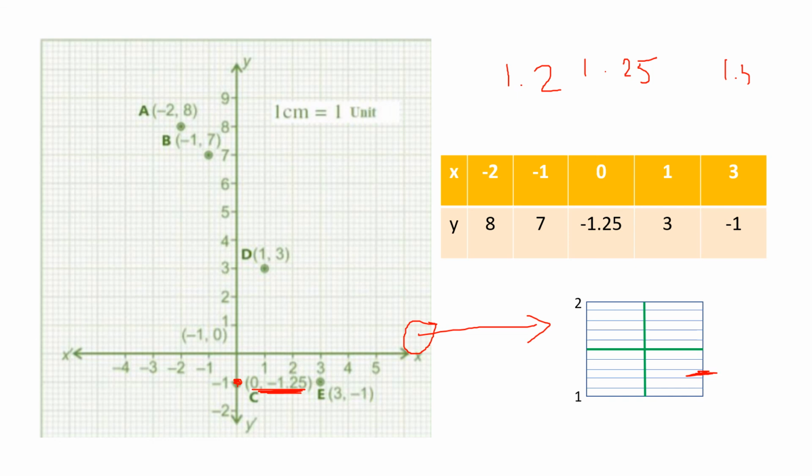Next one, 1, 3. So 1 on the x-axis, 3 on the y-axis. So I have to draw the lines. I have to draw 2 lines like this, perpendicular, and the point that they intersect is 1, 3. So 1, 3 is this point.